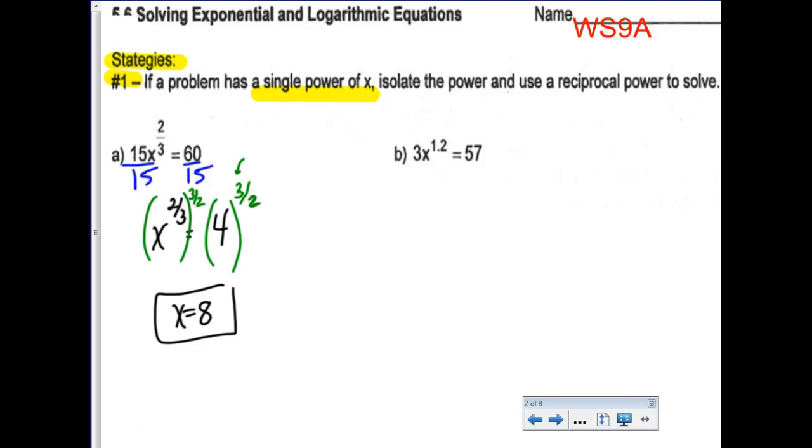Alright, so on letter B, same idea. Isolate the base first, divide by 3, and you get some gross fraction decimal thing, so I'm just going to leave it as 57/3. Oh wait, is that nice? Oh, 19. Haha, ignore me. Alright, x to the 1.2 power equals 19.